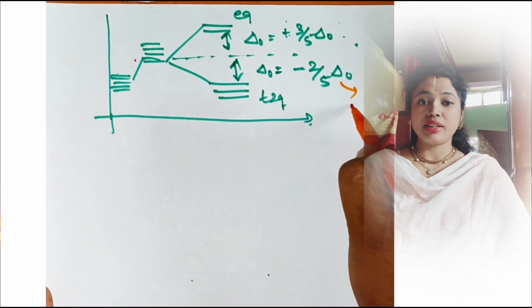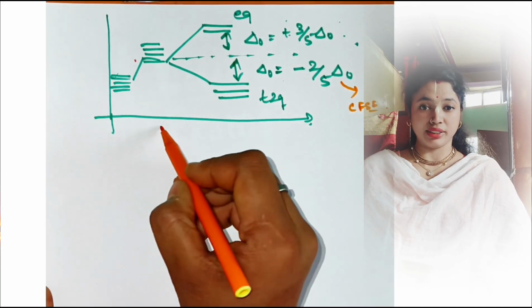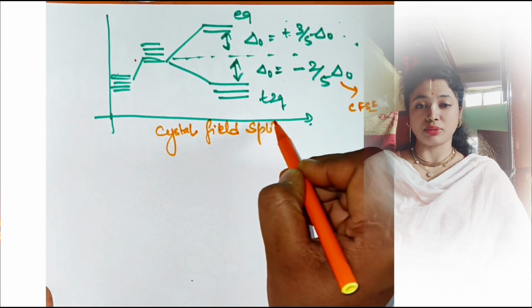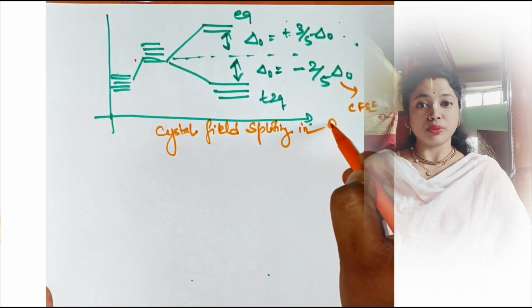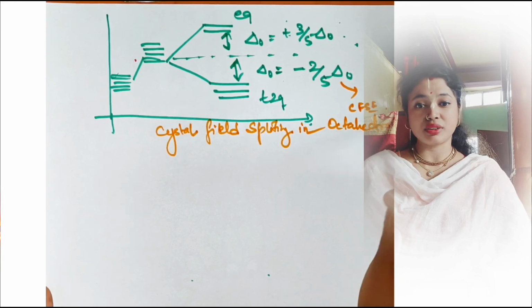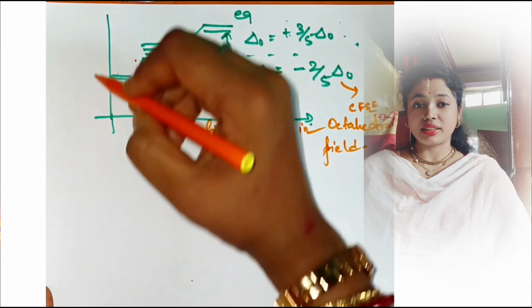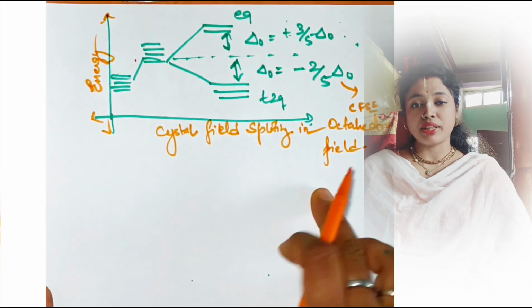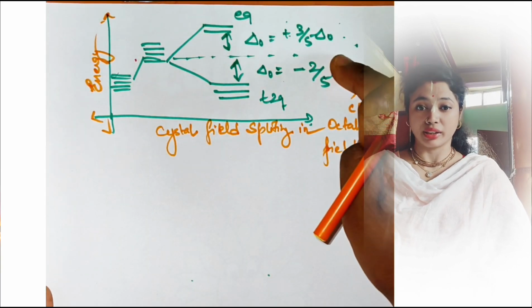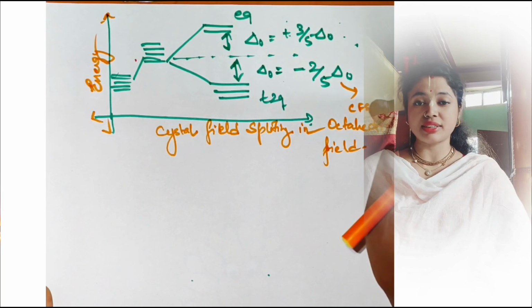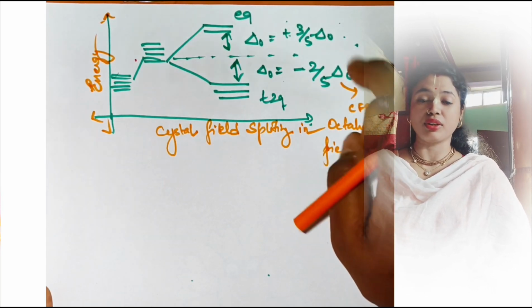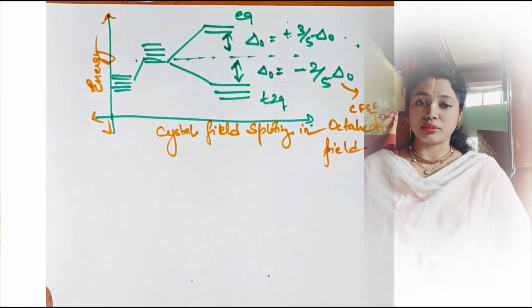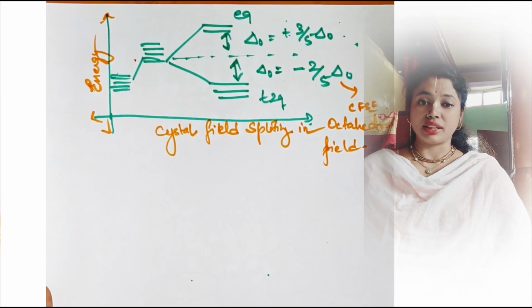And delta naught is nothing but your CFSE. So this is your crystal field splitting in octahedral field, and this side is your energy graph. We are going to use these values to find different CFSE and crystal field splitting energy of different orbital complexes. So you should remember these values, and it is going to help you solve the numericals next. I will take some examples also.